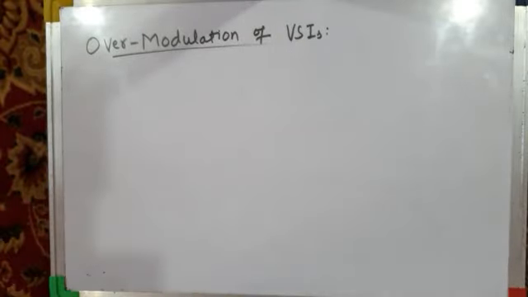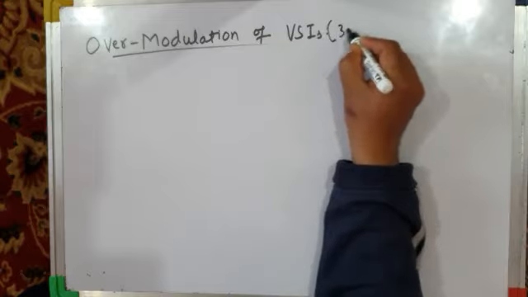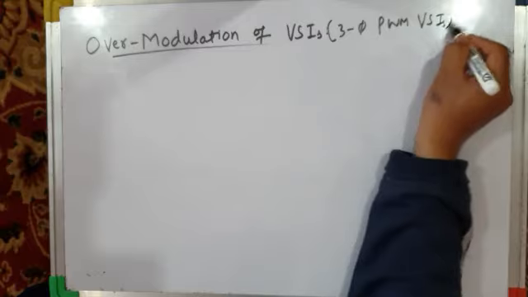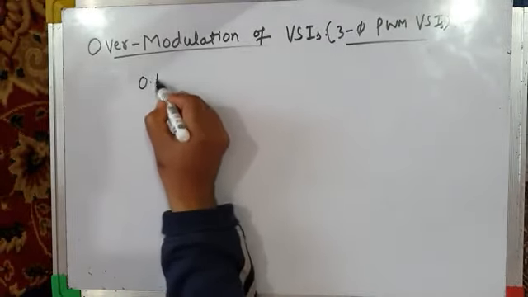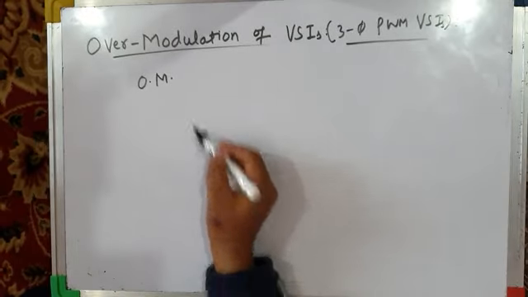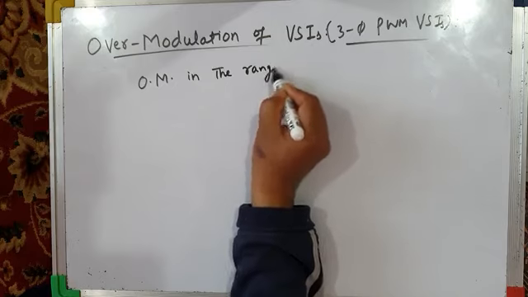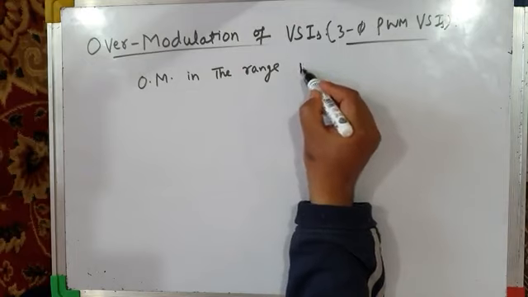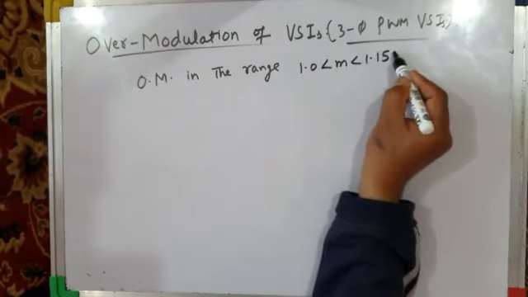Now let us discuss this over modulation for three-phase PWM voltage source inverters. First of all, we will discuss OM, over modulation, in the range 1.0 less than M less than 1.15.